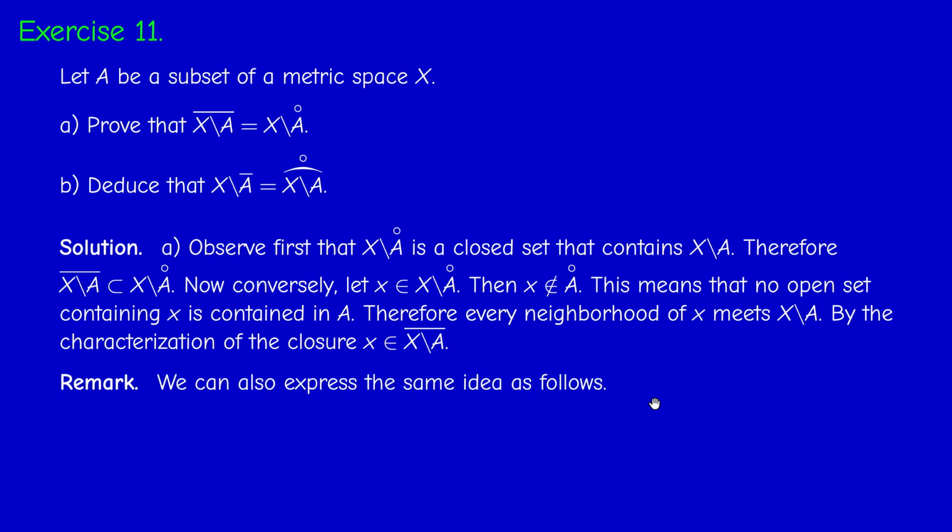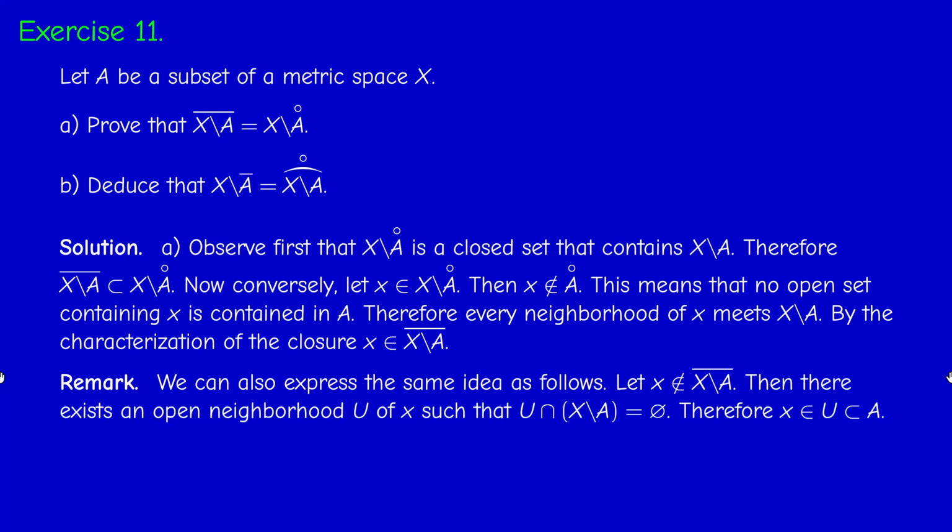Now, we can also express the same idea as follows. We reason by contradiction. To prove the reverse inclusion, we prove that if X is not here, then it's not here. Same thing, by contraposition, if you like, or by contradiction. Maybe this is a little bit easier to understand. If X is not in the closure of X without A, then by proposition 1.8, there exists a neighborhood of X not meeting X without A. Take it to be open, doesn't matter. So U doesn't intersect the complement of A.